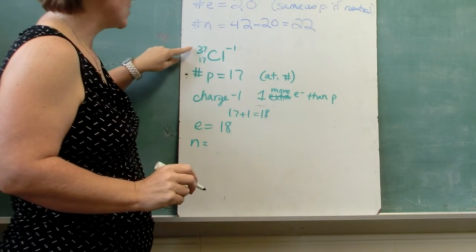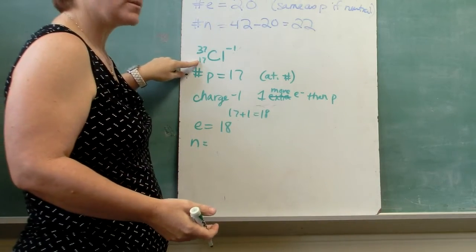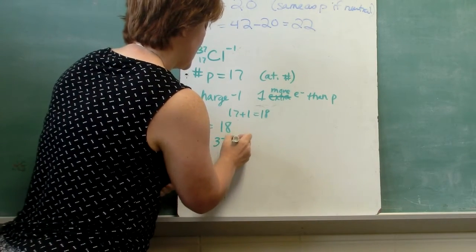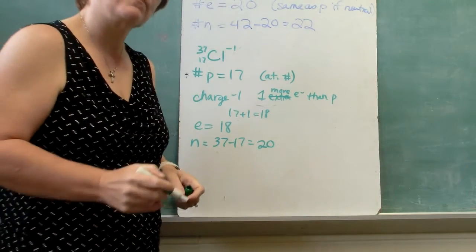For my neutrons, I still know 37 minus 17. 37 is the total mass, which is made up of the protons and neutrons. 17 are protons, so 37 minus 17 equals 20, and I have 20 neutrons.